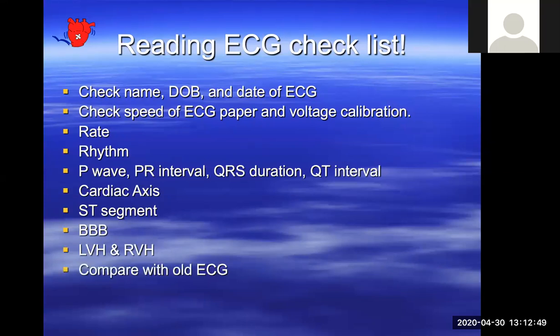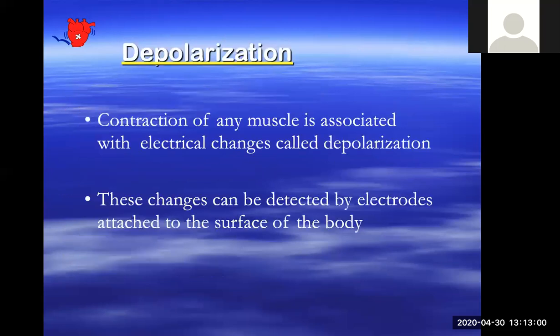Once you have this information, look at old ECGs, because you might find abnormalities that were already present in the past. This has no relevance to what's going on with your patient now if the ECG changes are old.